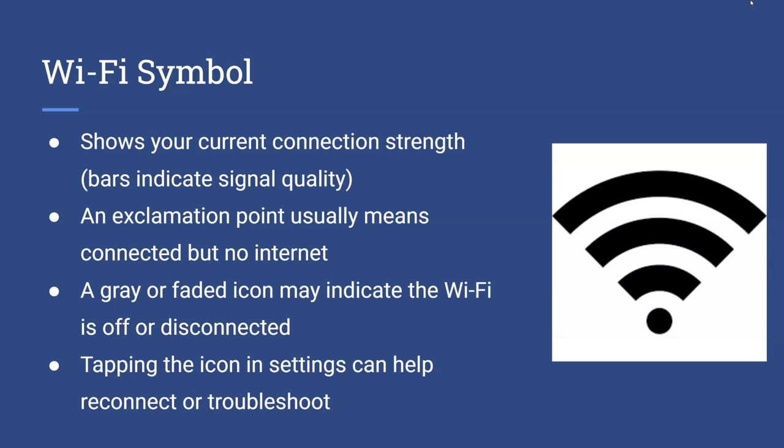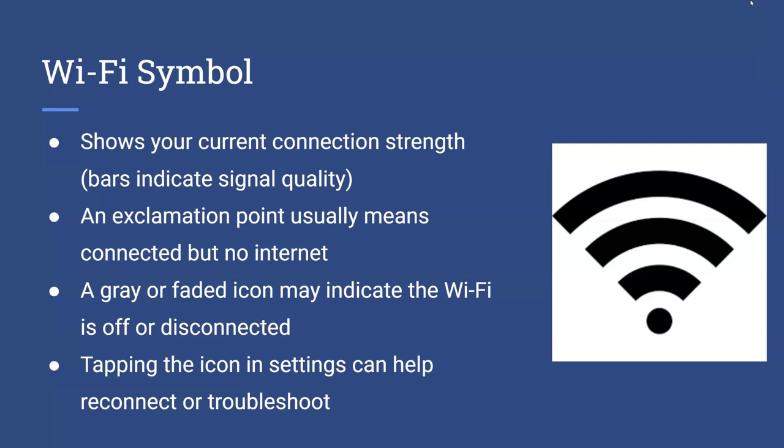A Wi-Fi symbol shows your current connection strength. The bars indicate signal quality. If all 3 or 4 bars, whatever you have, are black, that means you have the best signal available. The signal strength is strong. Now, there's a difference between signal strength and signal speed. You could have a bad internet connection, something capped at a very low speed, but still have high signal strength. Signal strength basically refers to how close you are to the router and how well the connection is reaching you. So it doesn't really determine speed. It's more about how much of the signal is reaching you.